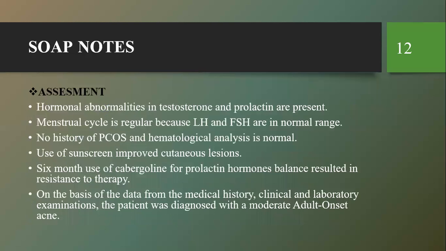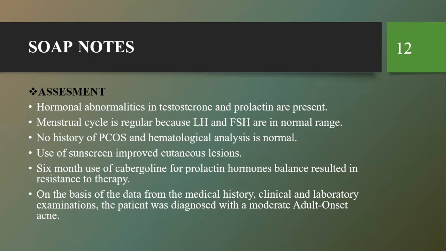Now the assessment is hormonal abnormalities in testosterone and prolactin are present. Menstrual cycle is regular, but LH and FSH are in normal range. No history of PCOS and hematological analysis is normal. Use of sunscreen improves cutaneous lesions. 6 months use of cabergoline for prolactin hormone balance resulted in resistance to therapy. On the basis of the data from the medical history, clinical and laboratory examinations, the patient was diagnosed with a moderate adult onset acne.